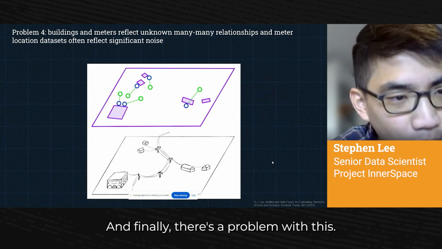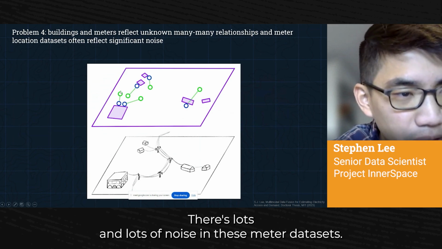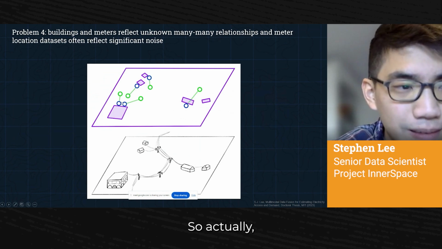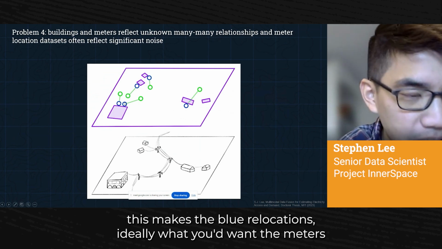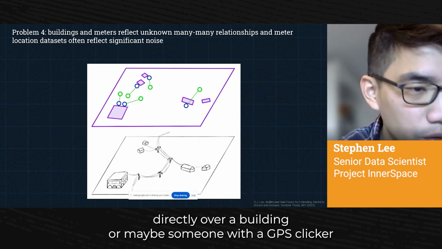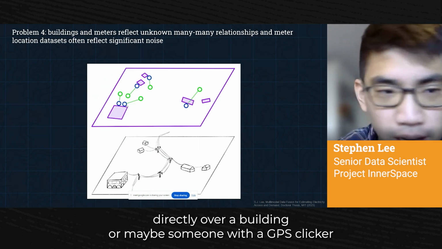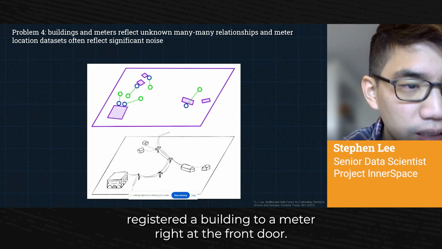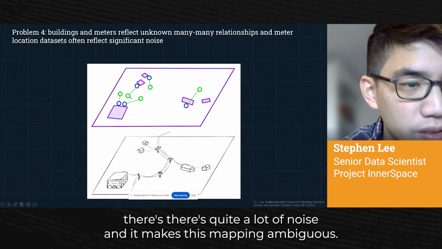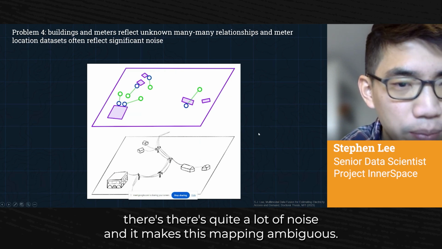And finally, there's a problem where there's lots and lots of noise in these meter data sets. So actually, the blue locations might be ideally what you'd want: the meters just directly over a building, or maybe someone with a GPS clicker registered a building to a meter right at the front door. In practice, there's quite a lot of noise, and it makes this mapping ambiguous.